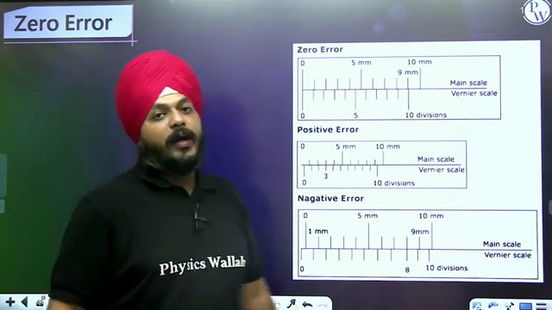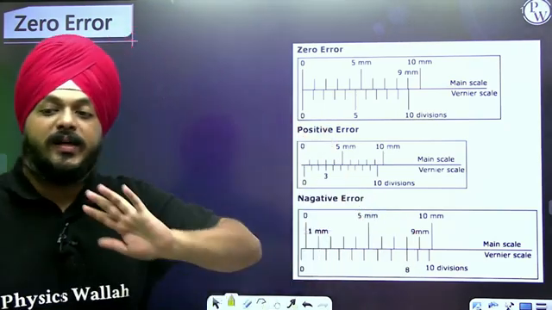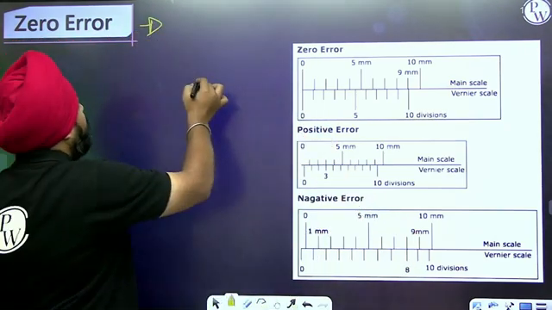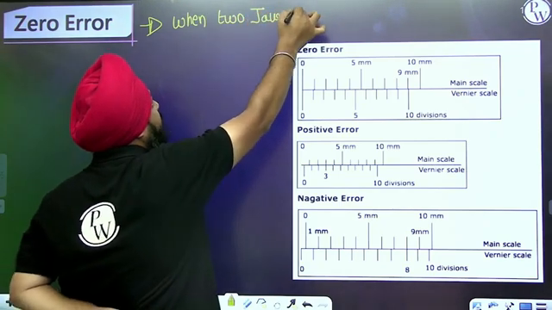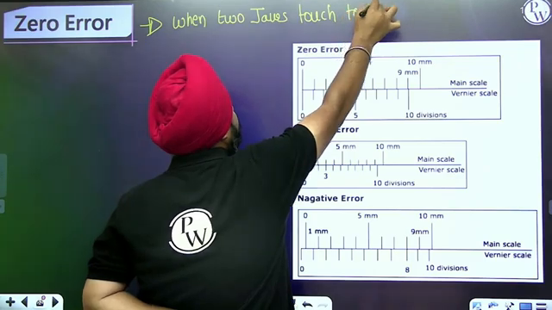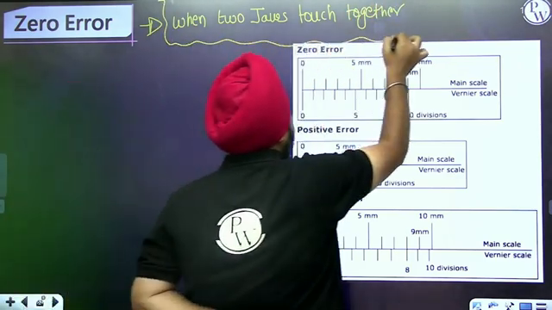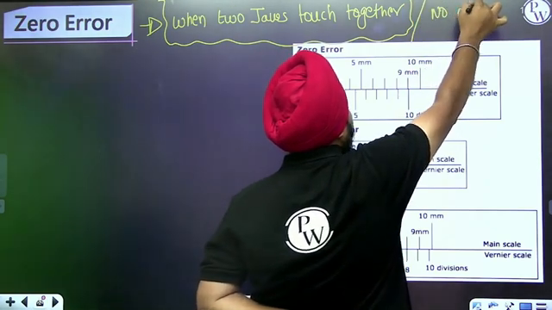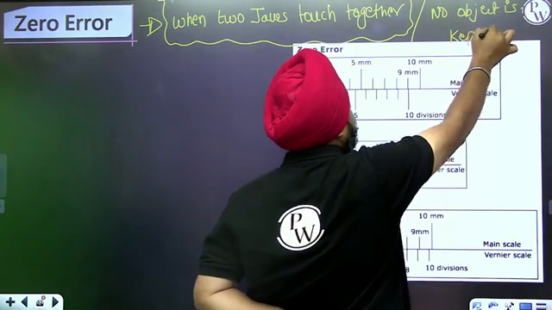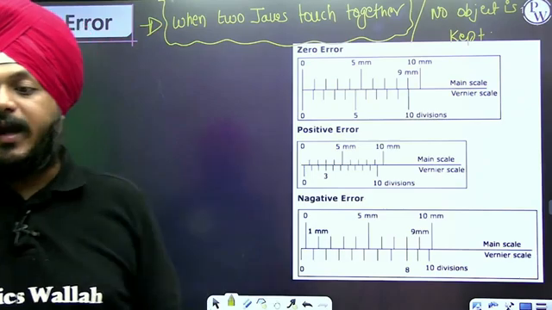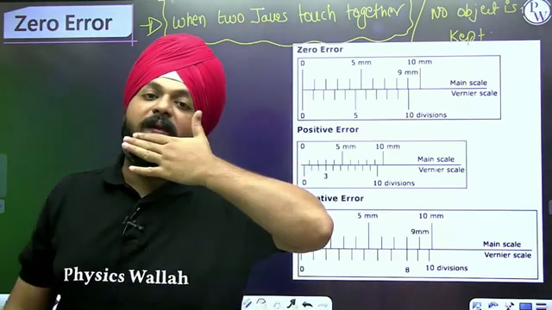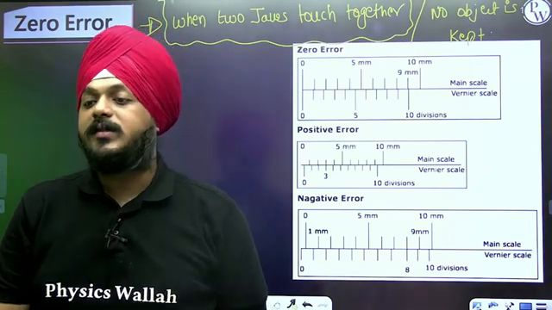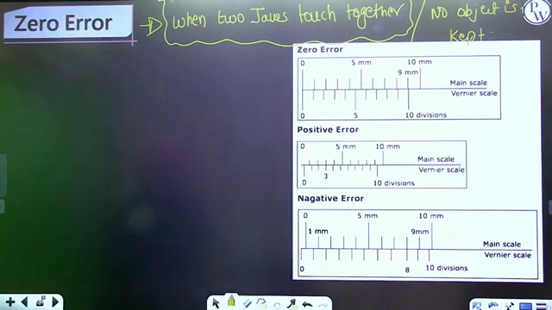Here comes another concept, the zero error. It's very simple. First of all, what is a zero error? When two jaws touch together or no object is kept, if error arises in the instrument, then it is known as the zero error.